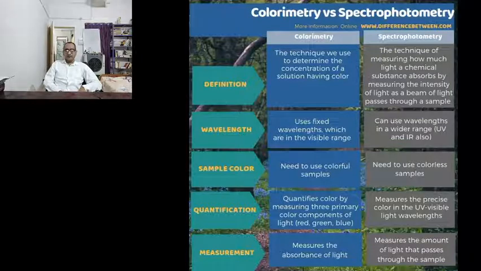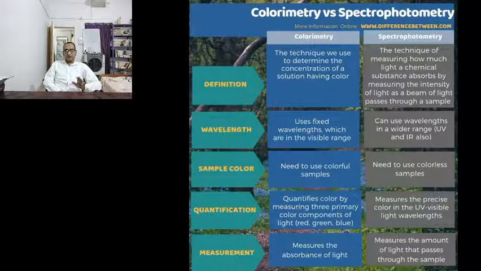So, what is the difference between colorimetry and spectrophotometry? Both colorimetry and spectrophotometry are quantitative measurements of the determination of the amount of substance present in a sample. The key difference is that colorimetry uses fixed wavelengths that are only in the visible range, while spectrophotometry can use wavelengths in a wider range.